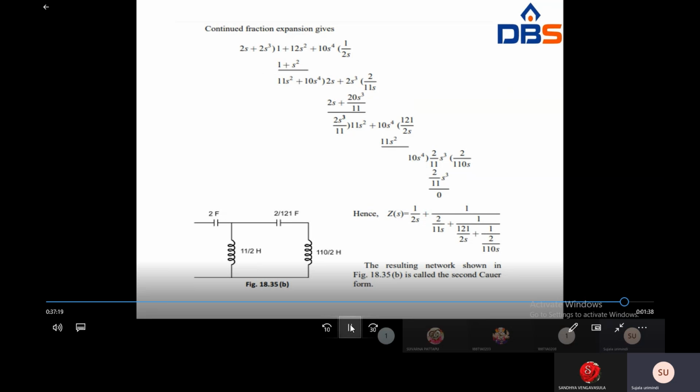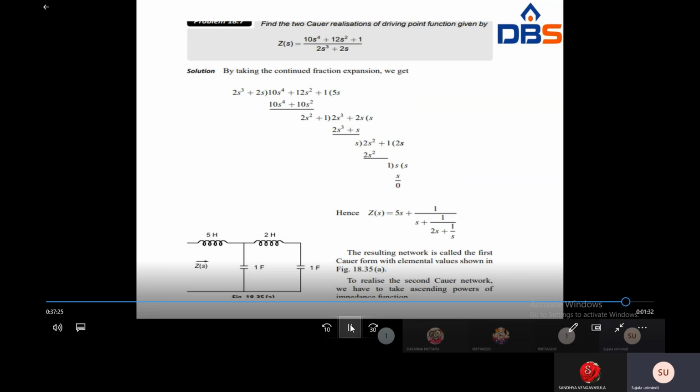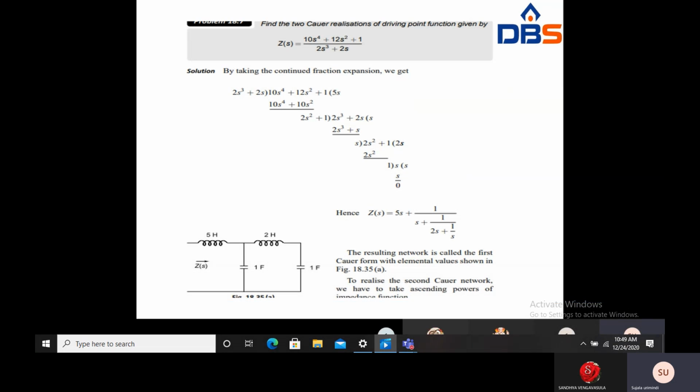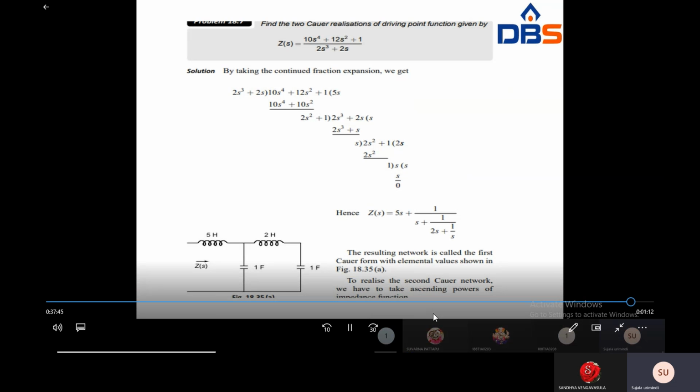Here, when you observe one thing, there are 3 properties: RC impedance, RL impedance, and LC impedance. For RC impedance, the poles and zeros must be on the negative real axis, and they will be interlaced, 1 pole 1 zero, 1 pole 1 zero, and the nearest point to the origin will be a pole. For RL impedance, all poles and zeros must be on the negative real axis. It will be interlaced, but the nearest to the origin will be a zero.